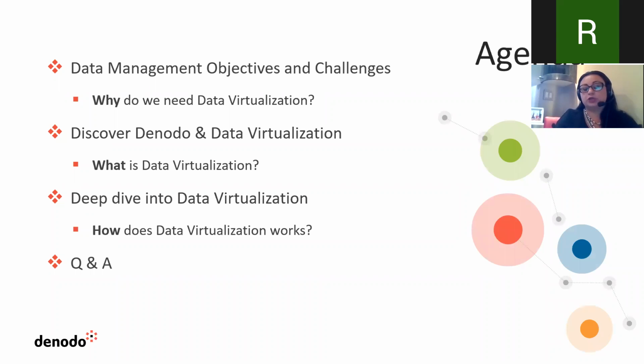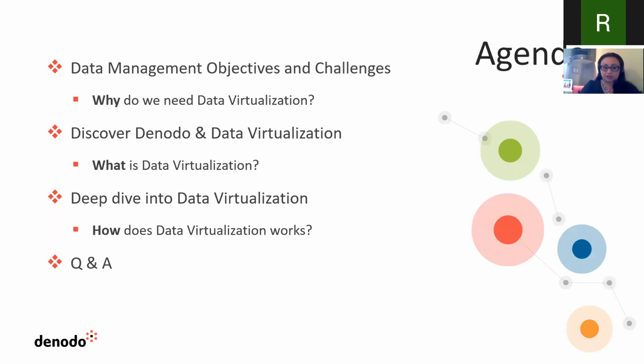Before we start talking about the product details, it's critical to understand why we're doing what we're doing. What is the goal? What are the objectives in data management? Then we will discover what data virtualization is, what the key features and functions of data virtualization are, and how Denodo plays a role. And then we're going to do a deep dive into the product itself. I'll take you through the life cycle of the deployment, how you go from connecting the data all the way to the consumption of the data.